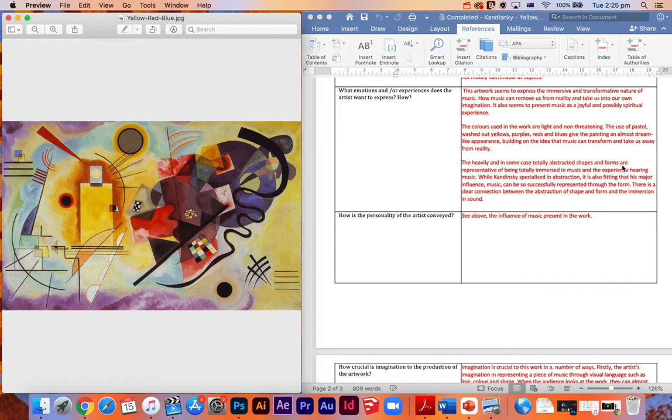The heavily and in some cases totally abstracted shapes and forms are representative of being totally immersed in music and the experience of hearing music. While Kandinsky specialised in abstraction, it's also a fitting medium for this work, as abstraction and the visual representation of music seem to really connect with each other in a very successful way. Those bursts of colour, those recognisable shapes that disappear and mould into other less recognisable shapes. There's a really strong analogy there between sound and music and obviously visual art.